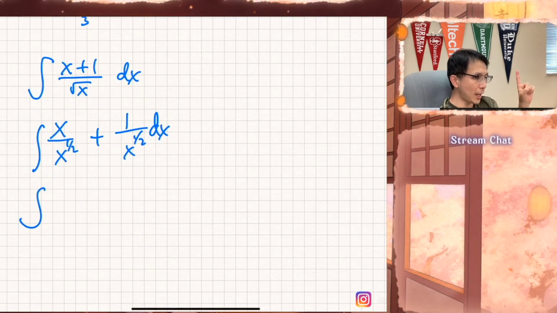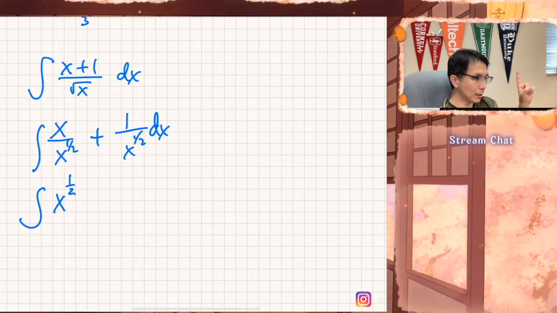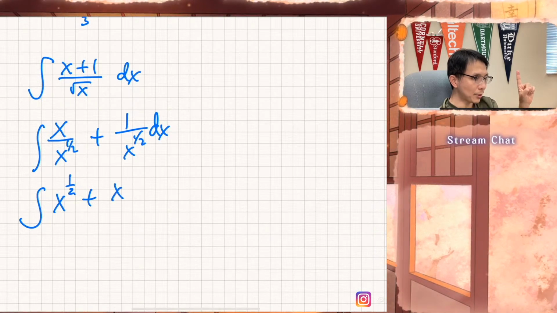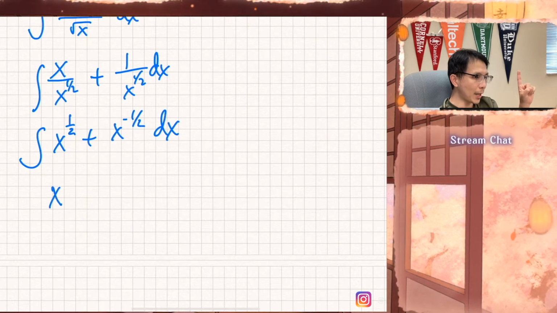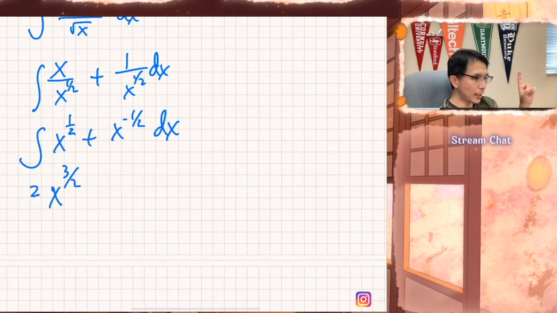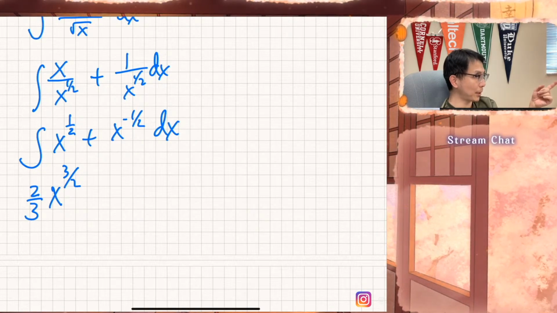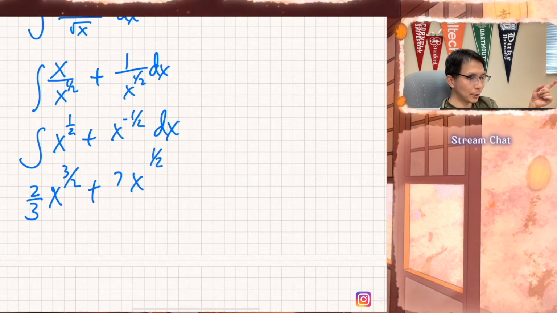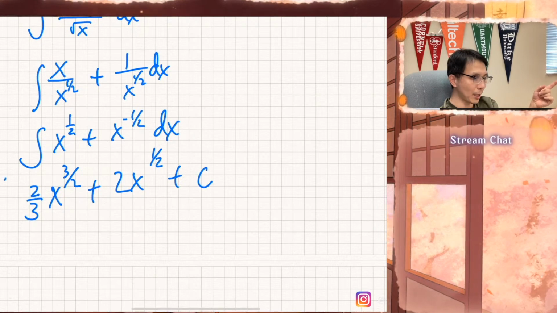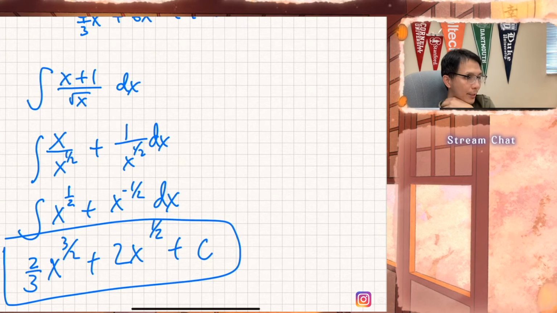So the integration of x to the 1/2 plus x to the negative 1/2 dx is x to the 3 over 2, and then 2 over 3. I didn't even divide by 3 over 2, I just flip it in the front. Plus x to the 1/2 and 2. And then plus c. And I'm done. Now, why don't I change to the top? I'm going to show you in a second.